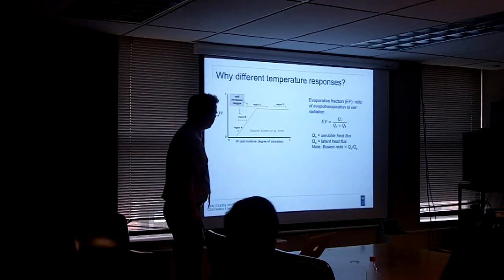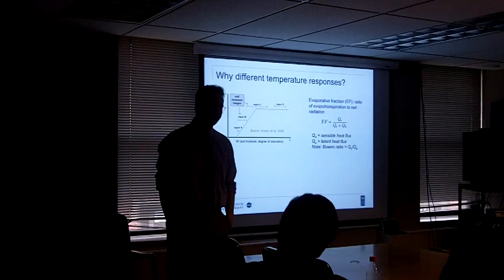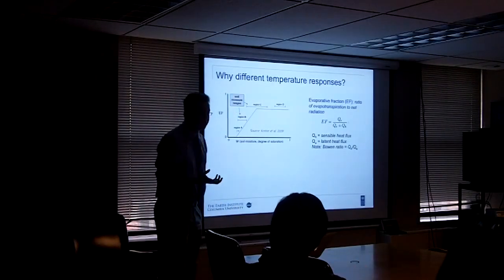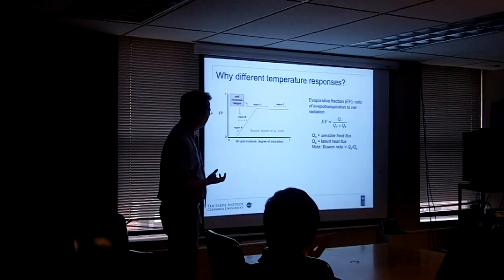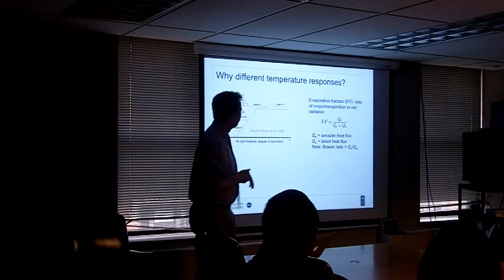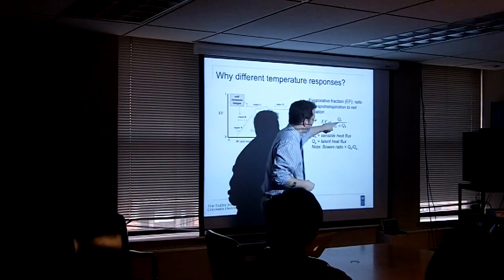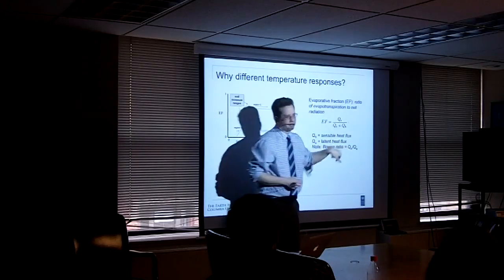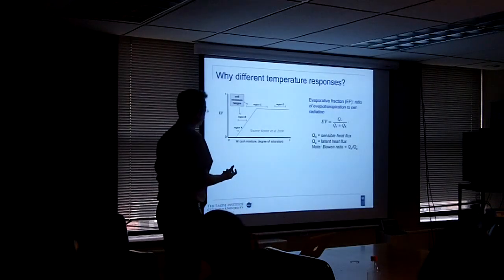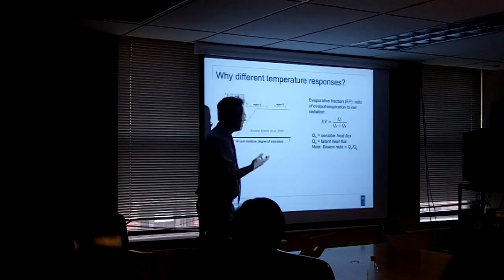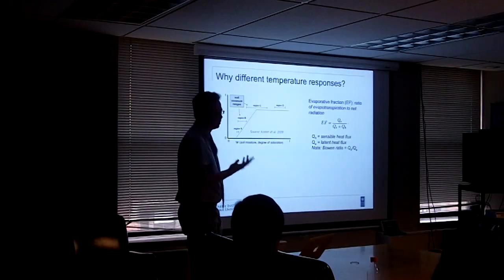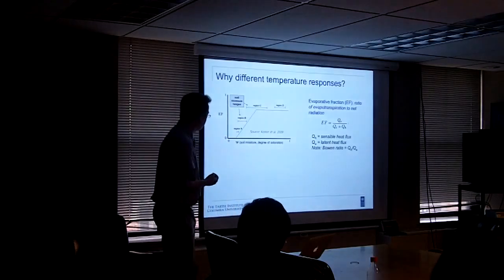Just to get a sense of why different temperature responses, why does it depend on region? And this really relates back to evapotranspiration. So if you're familiar with the term evaporative fraction, it's very similar to the Bowen ratio. So basically that's our latent heat flux divided by the sum of the latent heat flux plus the sensible heat flux. So you would expect if you're in a wet region, your evaporative fraction will be close to 1. If you're in a dry region, evaporative fraction will be small, closer to 0.